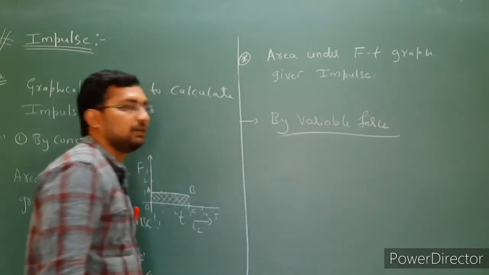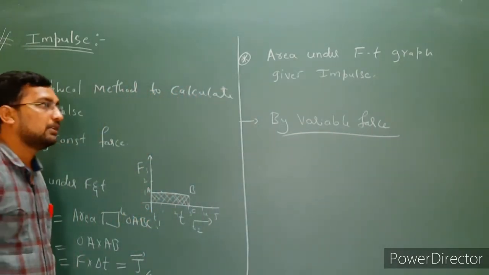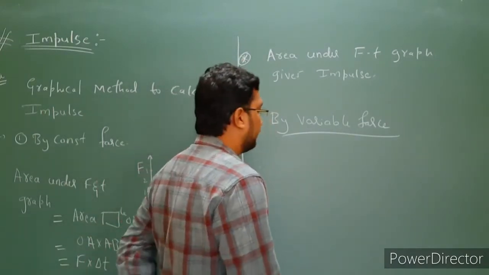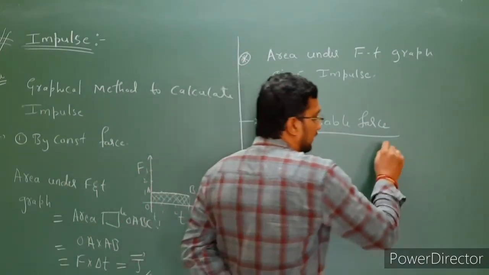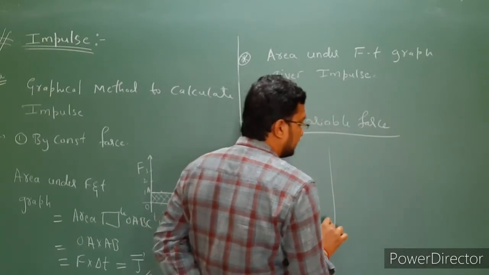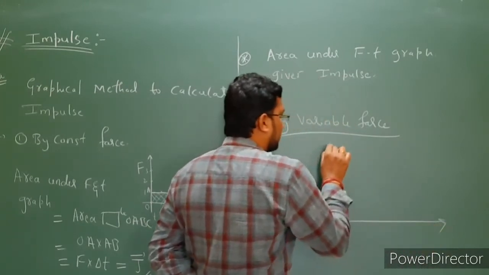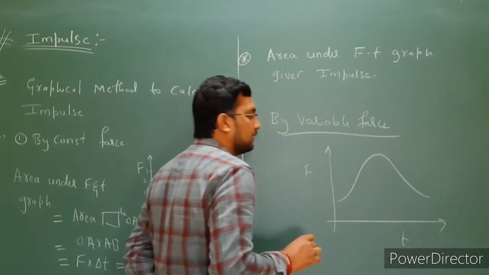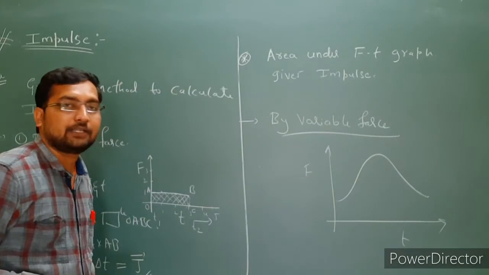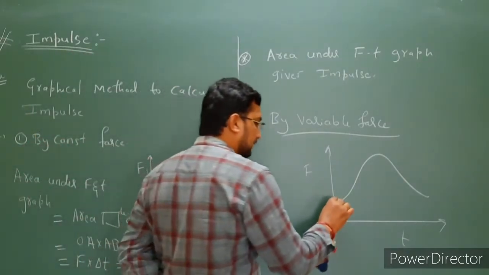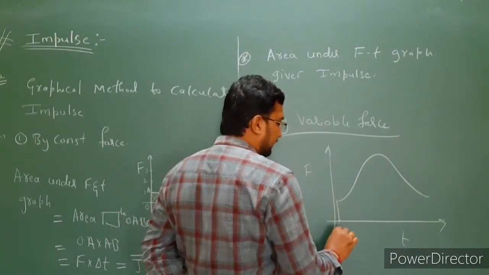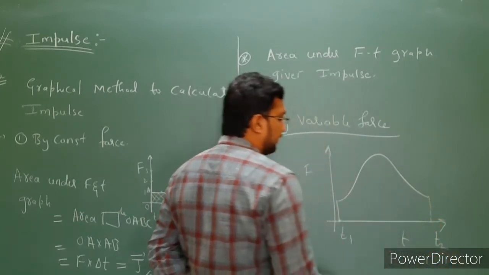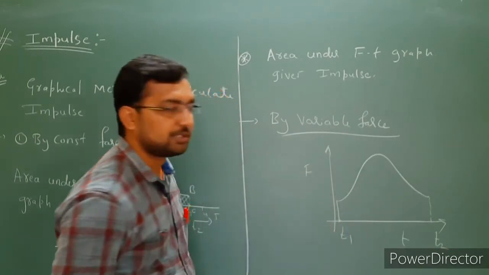Next one is by variable force. Variable force means the magnitude of the force changes with respect to the time. Okay, see here. In this case, this graph represents: this is force and this is time. So this graph represents a variable force acting on the body. Consider this is the initial point, that is T1, and this is the final point, that is T2.